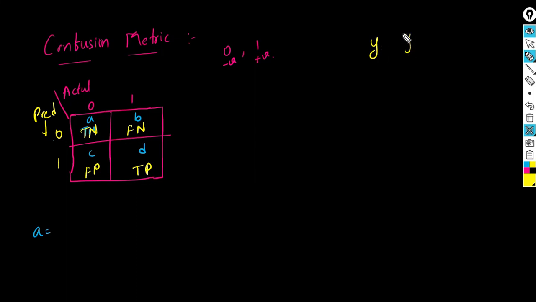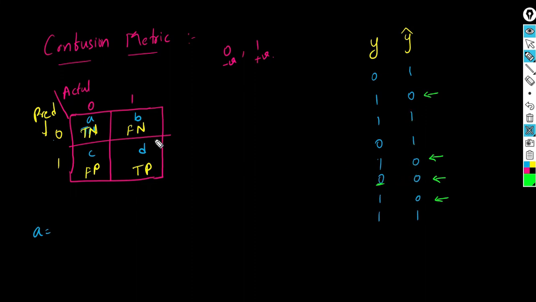Let's have y and y hat here, and the values we got like this: 0 1 1 0 1 0 1 1. Predicted, let's go with 1 0 1 1 0 0 0 1. Let us first start with predicted is 0 and actually is 0. Predicted 0 is all the predicted zeros. This predicted 0, actually also 0.